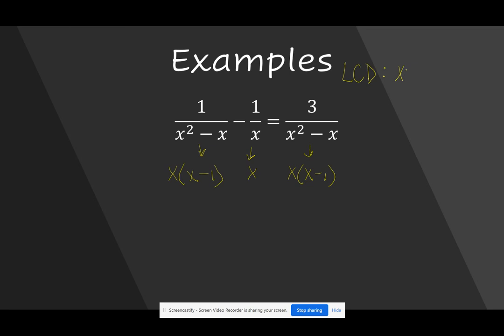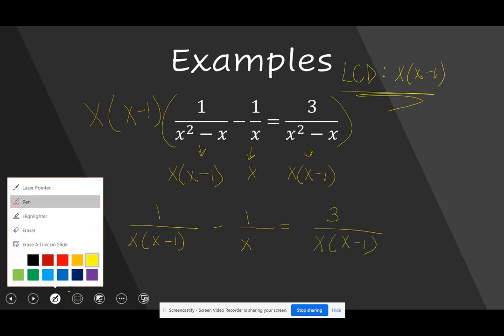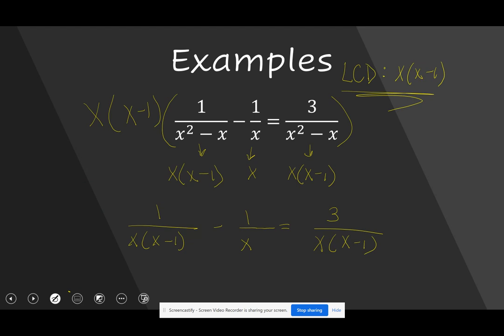So our LCD here, we take that x times (x - 1) from the first one. We already have an x, so we don't need that one. We already have an x and x - 1, so that is just our LCD. So we're going to multiply the whole thing by x times (x - 1). So we have 1/(x(x - 1)) - 1/x = 3/(x(x - 1)). It's kind of like multiplying each one times x - 1 and seeing what cancels out.